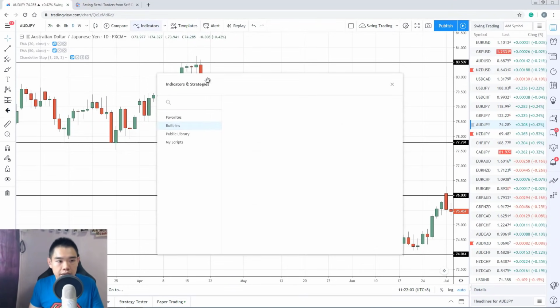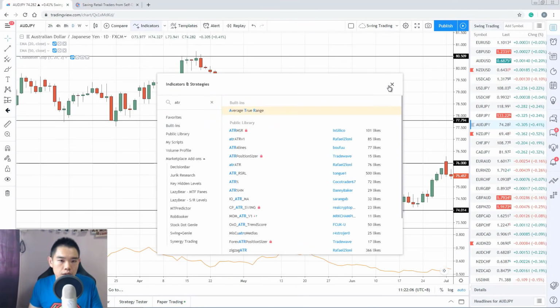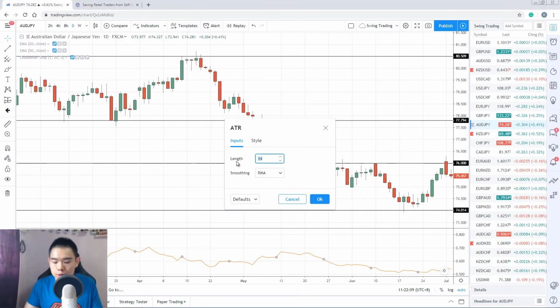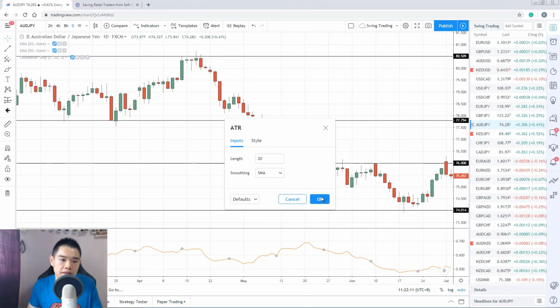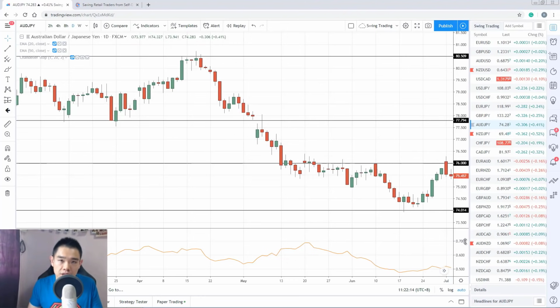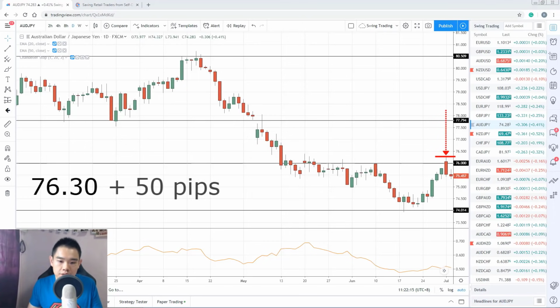What you want to do is get an indicator out like the average true range. I typically use a 20 period, and I use the SMA. It's really up to you what settings you want to use. At this point, the ATR is about 50 pips. So what you want to do is find out what the value is over here. Let's say the value is 76.30. You add 50 pips, and you get a stop loss of 76.80. So that's your stop loss, 76.80, which is pretty much one ATR above this high. That's what I mean by setting your stop loss above market structure.